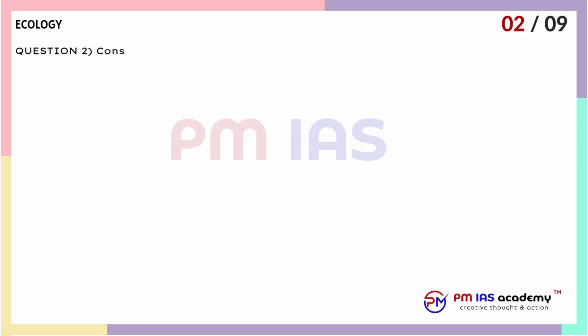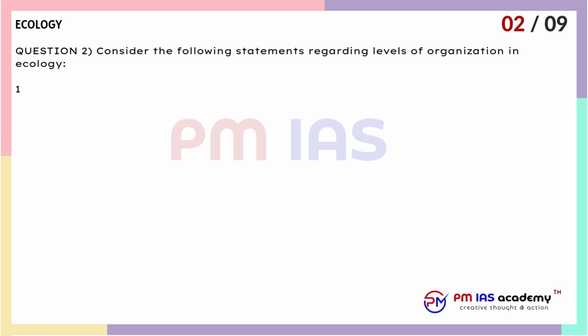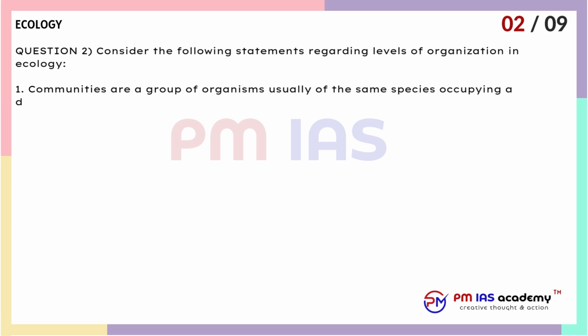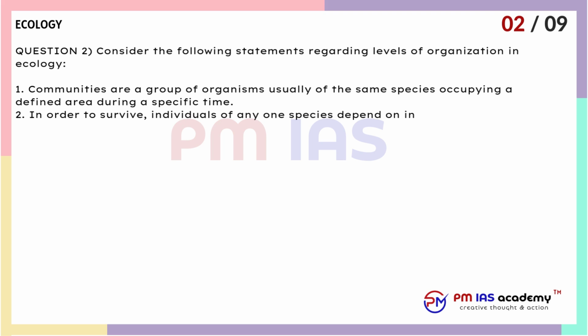Question 2. Consider the following statements regarding levels of organization in ecology. 1. Communities are a group of organisms usually of the same species occupying a defined area during a specific time. 2. In order to survive, individuals of any one species depend on individuals of different species with which they actively interact in several ways are called population.